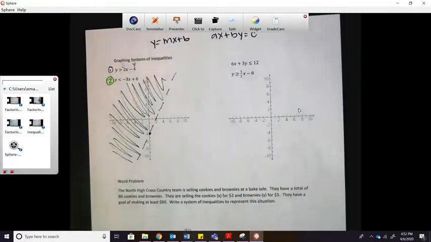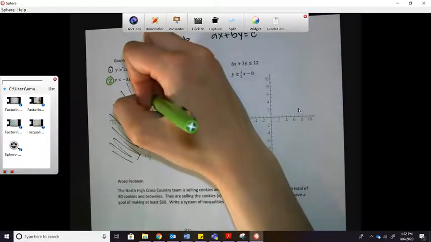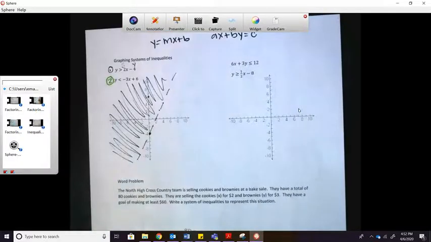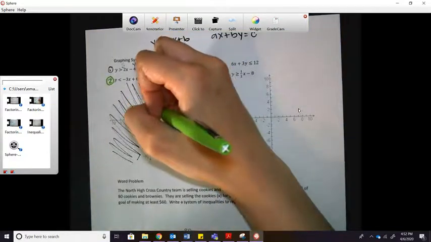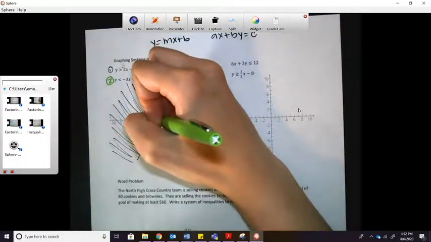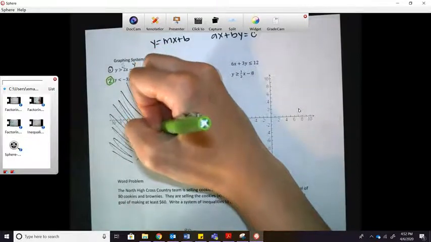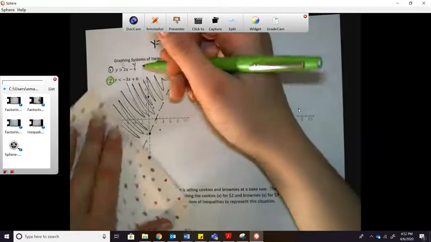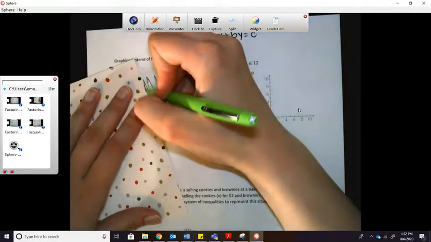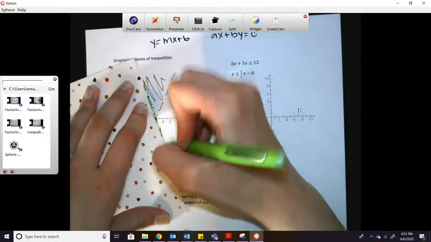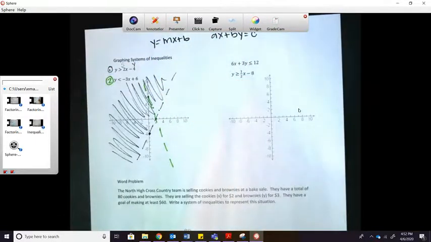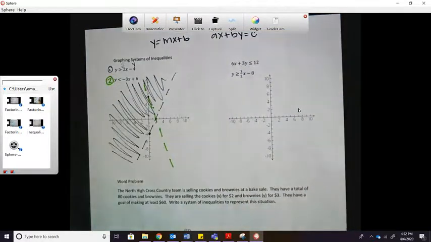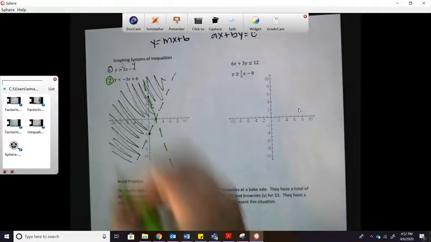It is also in y equals mx plus b, so I'm going to follow that same process and start at 6. This time my slope is negative, so I'm going to go down 3 over 1, so I have enough dots to create a line. This is also dashed, so I'm going to go ahead and dash this line. And then I am now going to shade. I have a less than symbol here, so I want to be below 6. So I'm going to shade below my line.